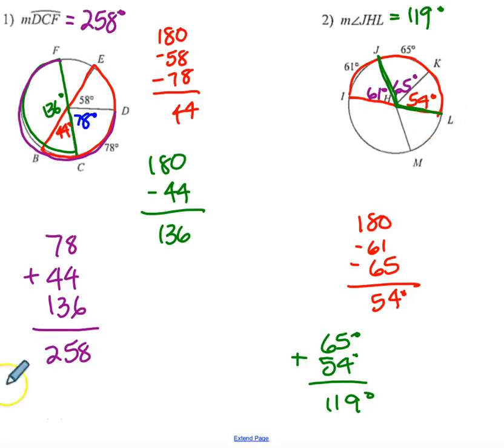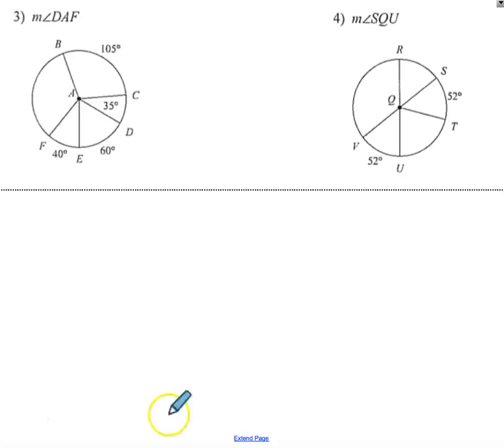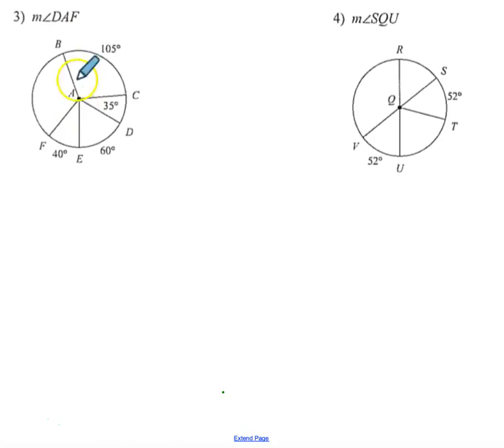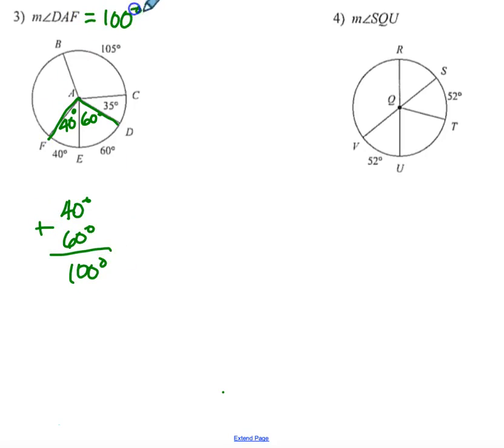All right, let's try a couple more problems. I have the measure of angle DAF. Okay, so where is DAF? Start at D, go to A, go to F. I can see that this arc is 40 degrees. The arc equals the central angle, so the central angle is 40 degrees. This arc is 60 degrees, so the central angle is 60 degrees. Then by angle addition, if I add the 40 and the 60, I get 100 degrees, and that's the measure of angle DAF.